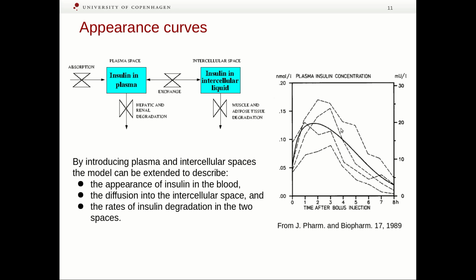It's obvious to us that the experimental results should have been made with a higher frequency and with more accuracy in the actual plasma insulin concentrations. But this is one of the things that you often learn when you start to do models, that the experimental conditions are not optimal for drawing the conclusions that we want to draw.